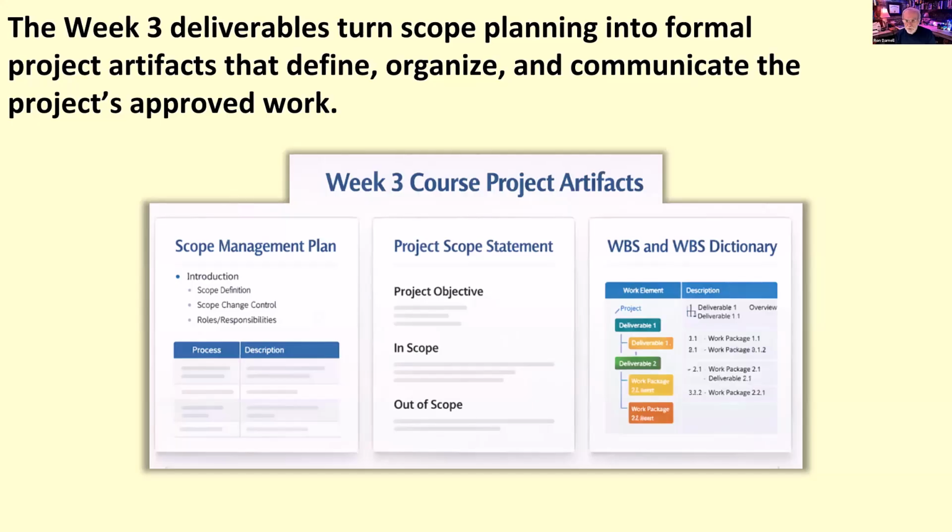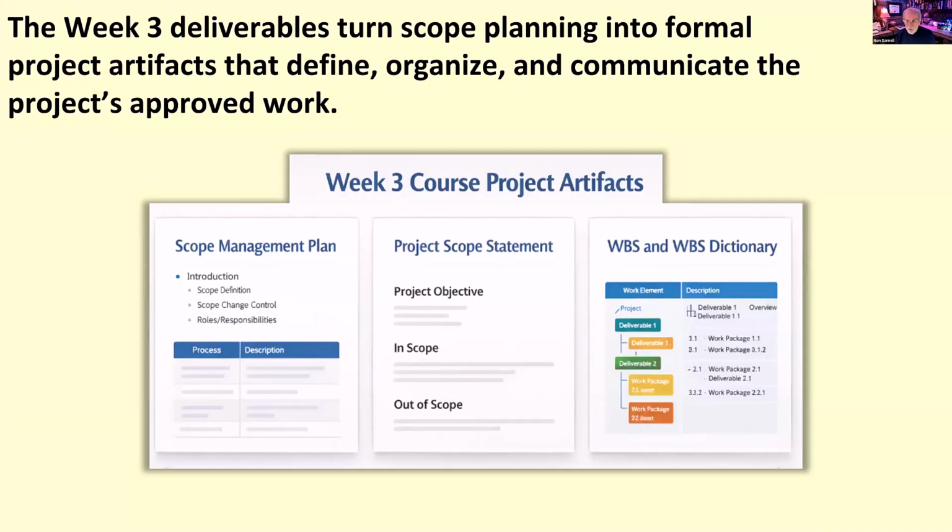We'll talk about the week 3 project artifacts here. The assignment: week 3 deliverables turn the scope planning into formal project artifacts that define, organize, and communicate the project's approved work. The week 3 assignment asks you to move from the planning concepts into actual project artifacts. The focus is on delivering three scope-related deliverables: the scope management plan, the scope statement, and the WBS with the WBS dictionary. So technically, I guess it's four activities, but the WBS and WBS dictionary can be treated as one. Each of these artifacts serves a different purpose.